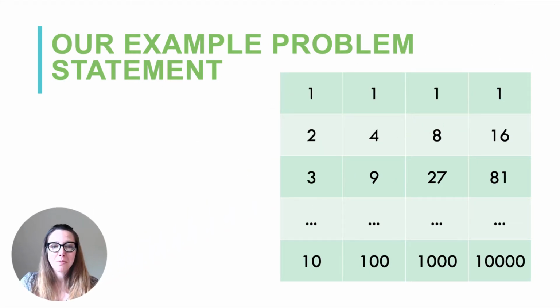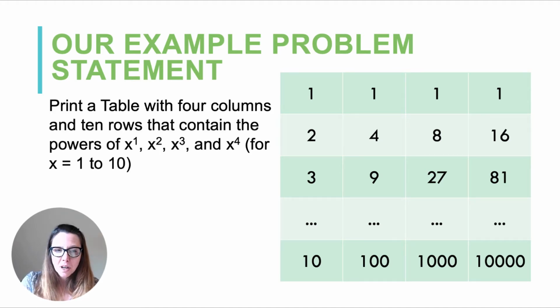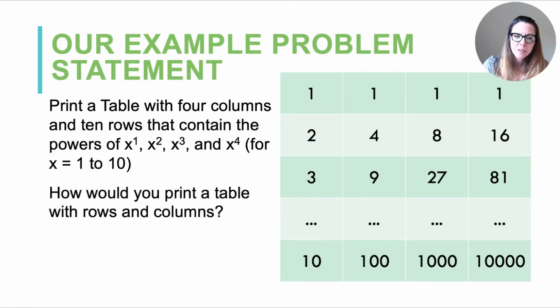Here is an example problem statement for which we might use nested loops. And this is if we wanted to print a table with 4 columns and 10 rows containing the powers of x. So the first column upon each row would hold different values of x from 1 to 10. And as we go to the right across columns, we would see that we'd hold x squared, x cubed, x to the 4th. So how would you print a table with these rows and columns?